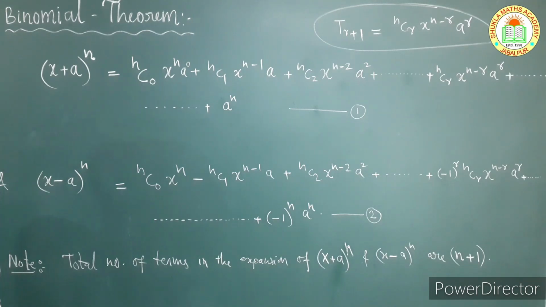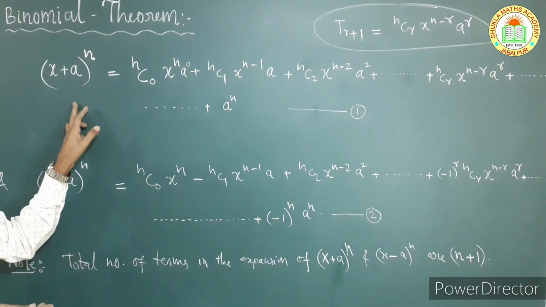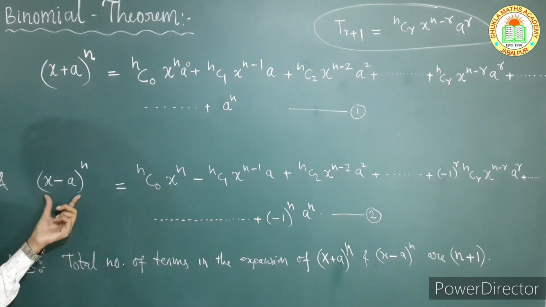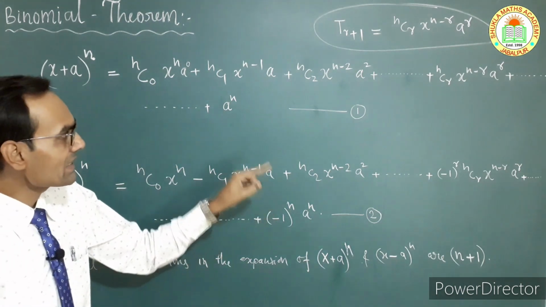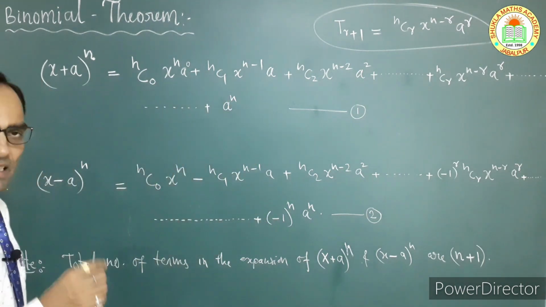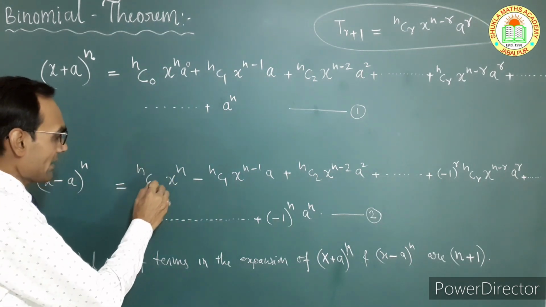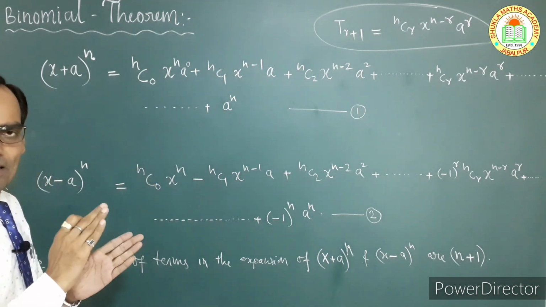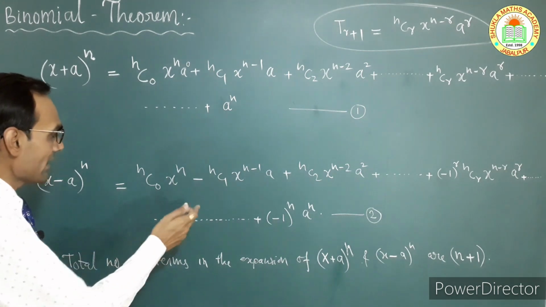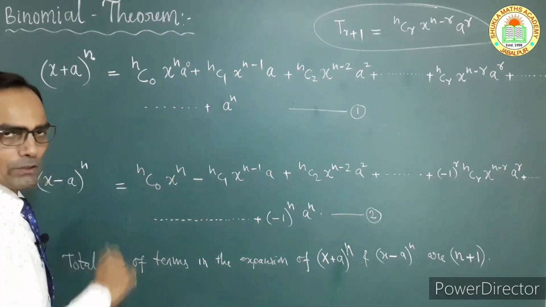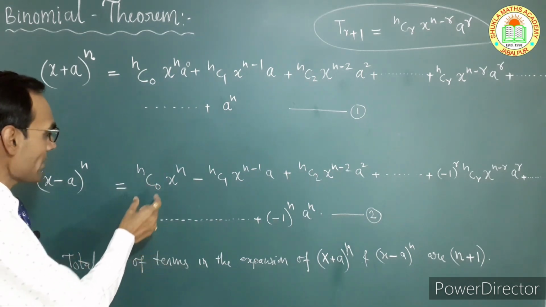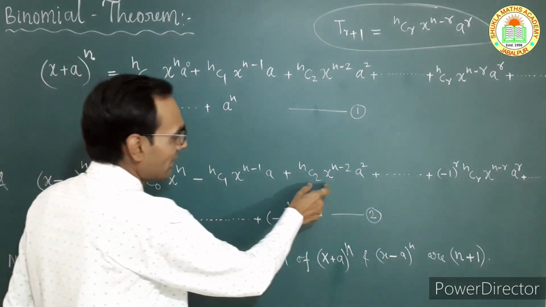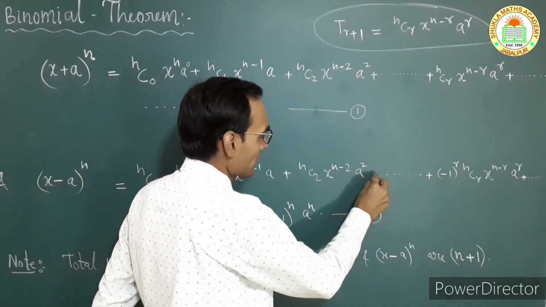Now if we replace the value of a by -a in the first formula, we get the expansion of (x - a)^n. This expansion is the same as the previous one; the only change is that the terms come alternately plus, minus, plus, minus. The formula is the same as the previous one, only the sign is changed. The first term is plus, the second minus, then plus, then minus.